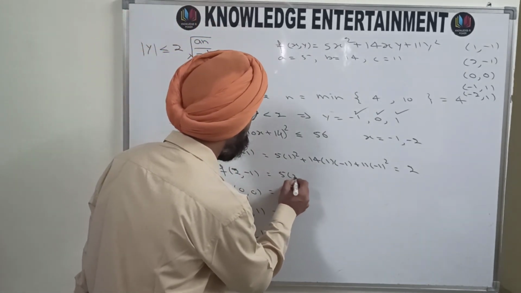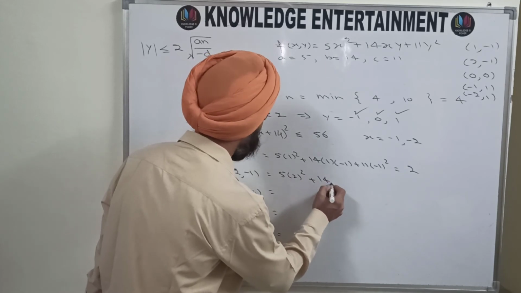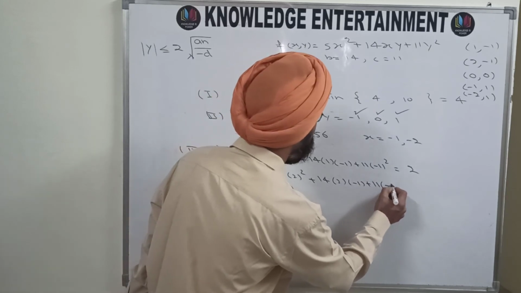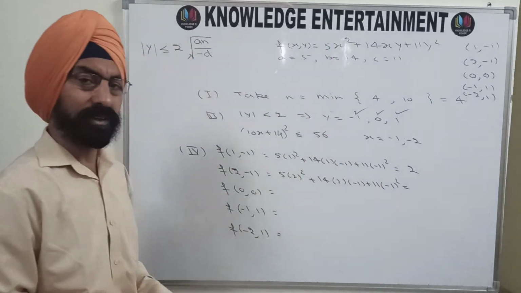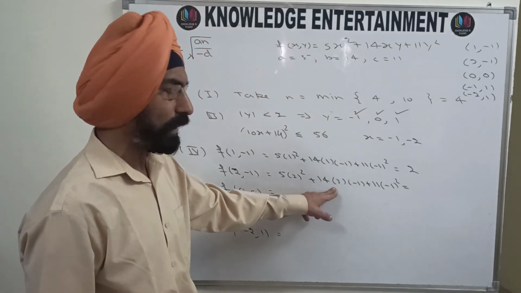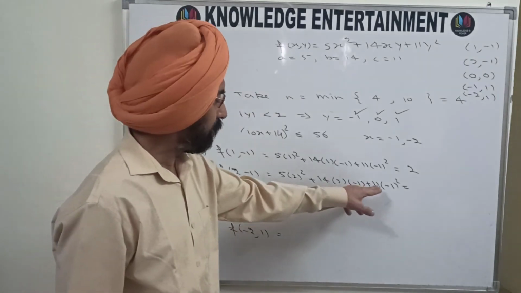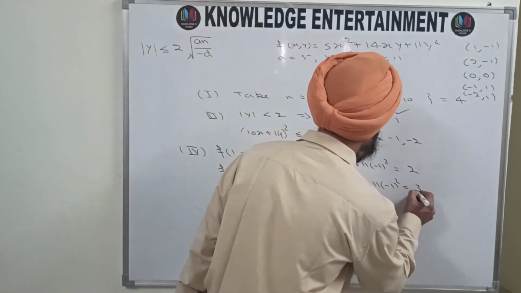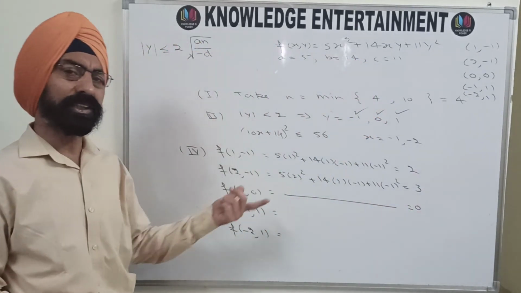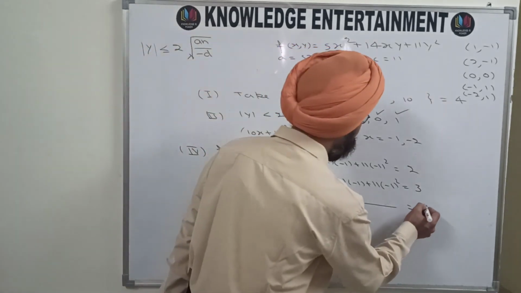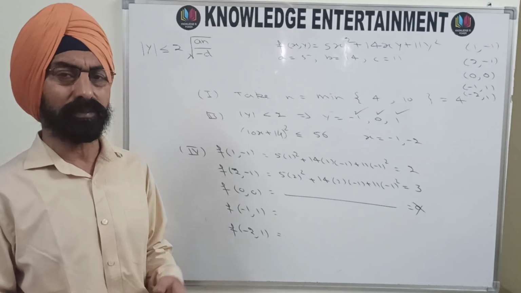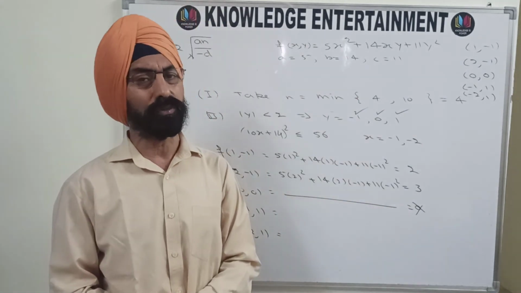Now 2 and minus 1. So 5 into 2 square plus 14 into 2 into minus 1 plus 11 into minus 1 square. So what is the result? It is 20 minus 28, so minus 8 plus 11 is 3. Now f of 0, 0. Clearly it will be 0, as x is 0, y is also 0. But we have to leave it because we have to find the least positive integer represented by the form, and 0 is neither positive nor negative, so we will have to leave it.